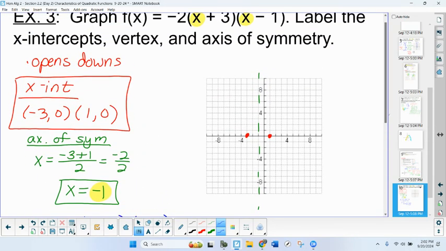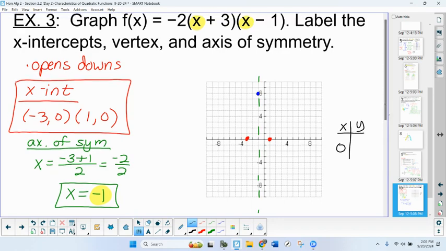So negative 1, 8. Now, you need 5 points, so we're going to make a tiny little XY chart. And what's an easy X value that we could maybe use that's not being used? I mean, I can't use negative 3, I can't use negative 1, and I can't use 1. But I could use what? 0. Yeah, work smarter. Use 0.